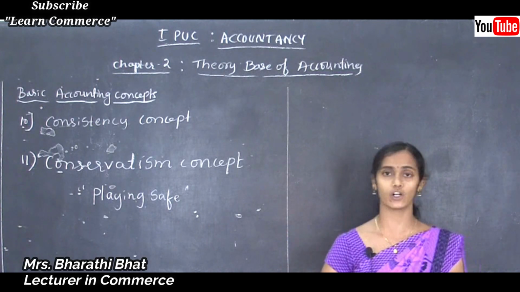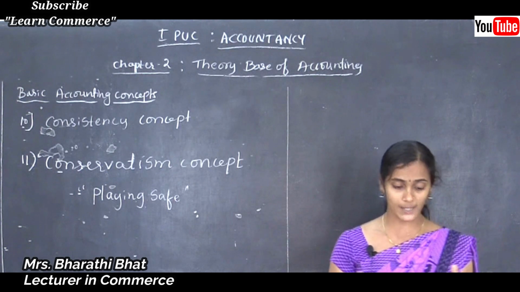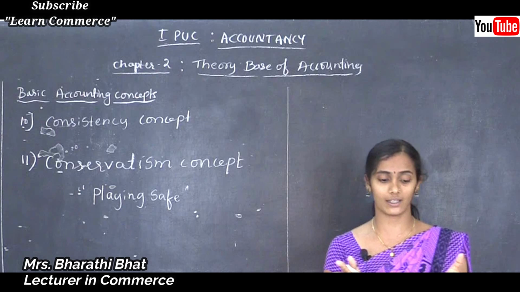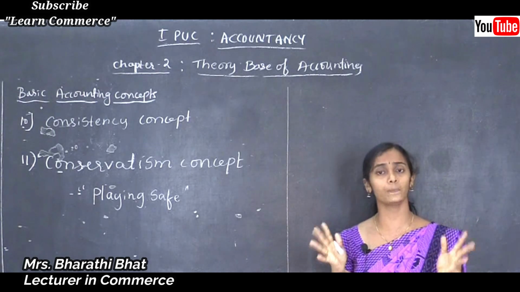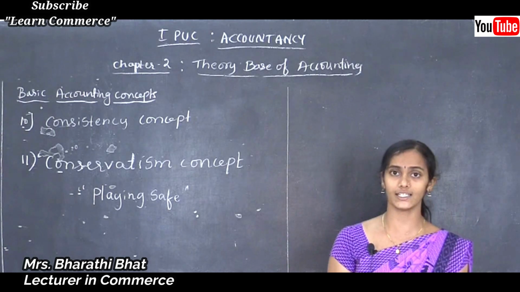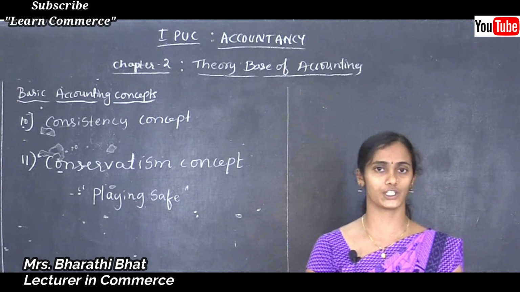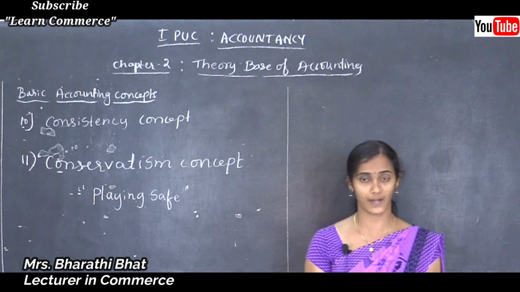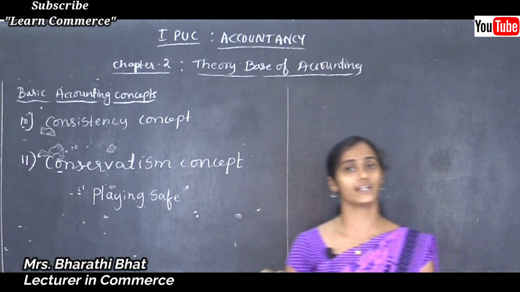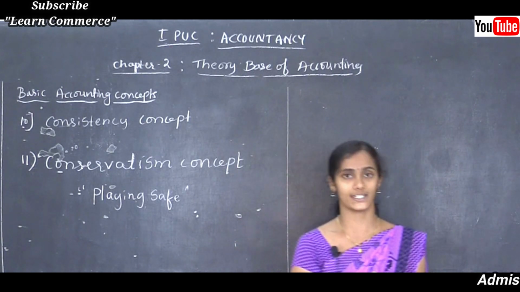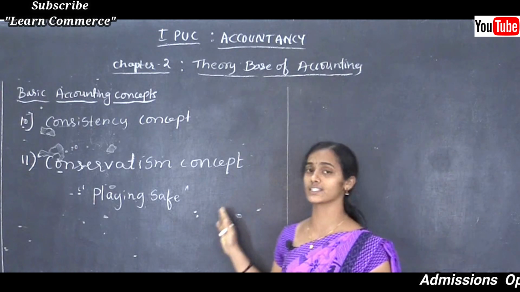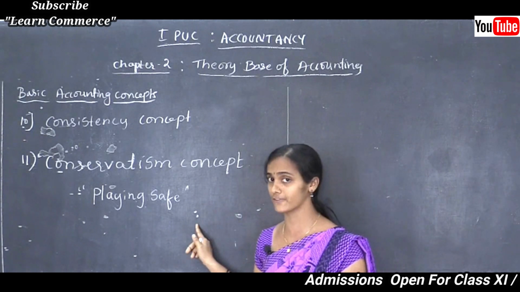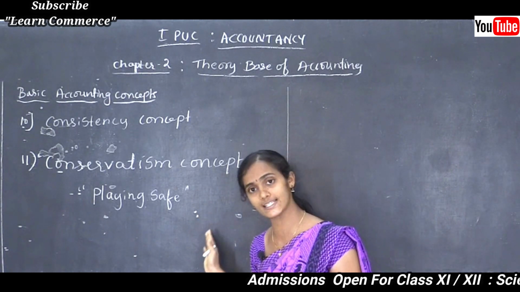Here the conservatism concept says that a conscious approach should be adopted while ascertaining the profit of the organization. While ascertaining the profit of the enterprise, it means that the profit of the enterprise should not be overstated. See, according to this conservatism concept, it is a policy of playing safe. We can say that it is a policy of playing safe.